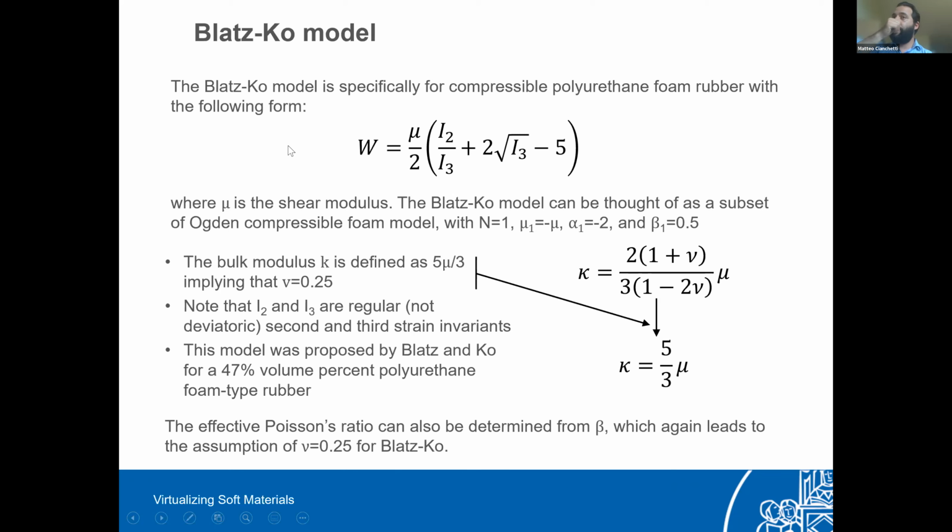The last model is the Blatz-Ko model, and it is again for compressible materials. It was specifically developed for polyurethane with very specific behavior. It is extremely simple, and that's why it is very much used, but it has many assumptions that should be checked, of course. The most important assumption is that your material should have a Poisson ratio very close to 0.25. That is what makes this model very simple. But this is quite used, and specifically these two authors, Blatz and Ko, developed this model for 47% volume percent polyurethane foam type rubber.